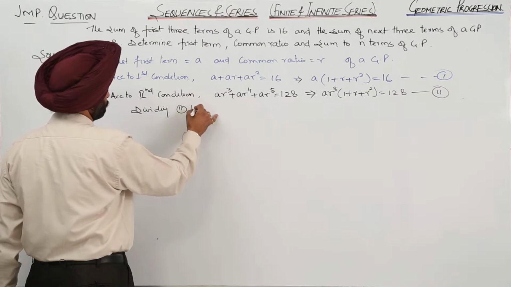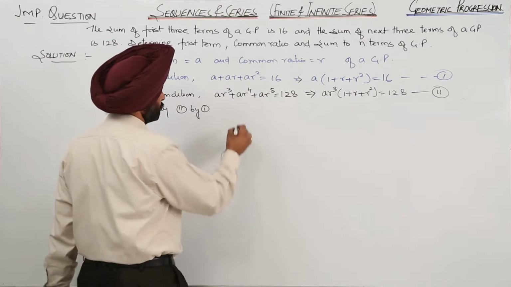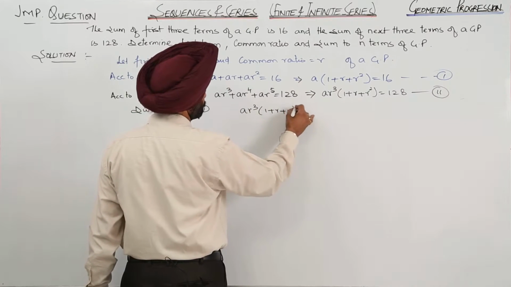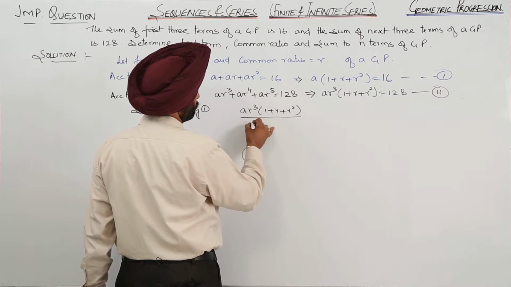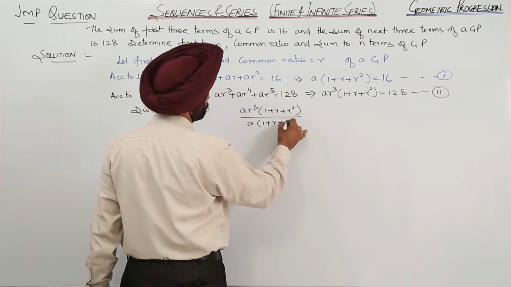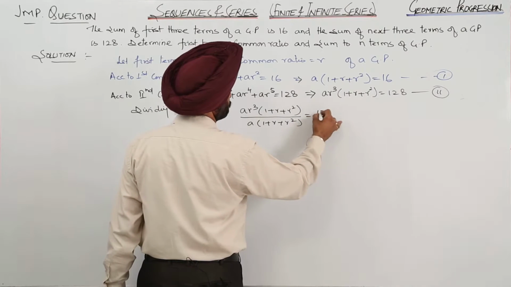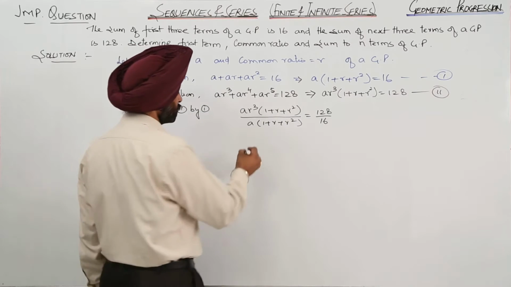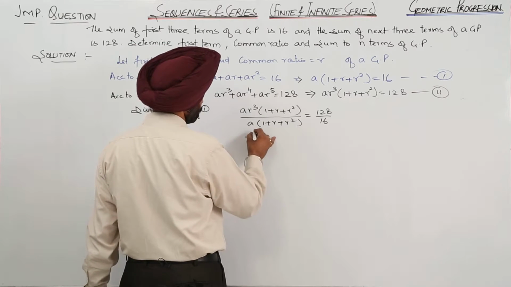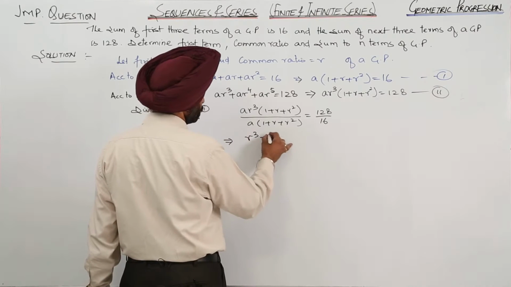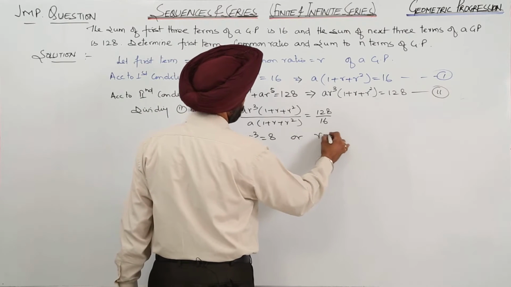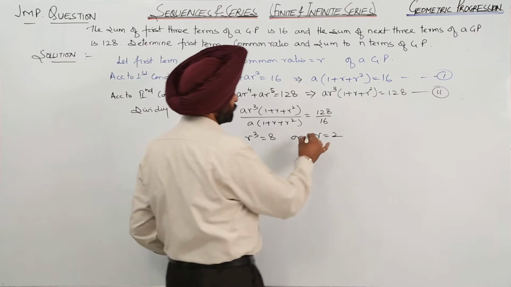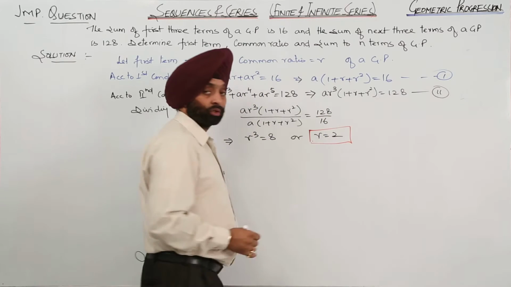Now dividing 2 by 1, AR cube(1 plus R plus R square) upon A(1 plus R plus R square) is equal to 128 by 16. Okay. So, here what we are getting? Cancelling, we are getting R cube is equal to 8 or R is equal to 2. So, we got the first thing, that is R is equal to 2. Common ratio we got it.